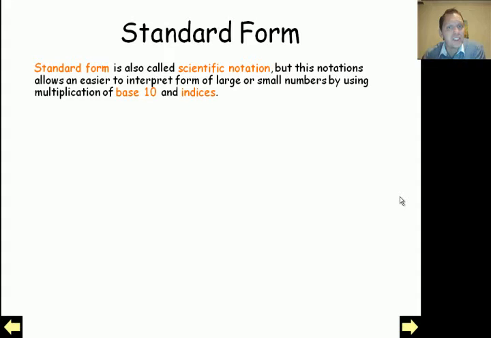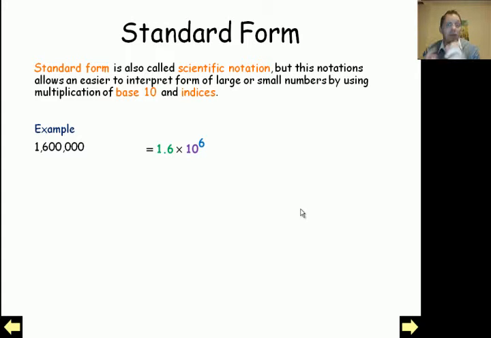Now, some of you may have used standard form, or some of you may know it as scientific notation. This is just a way of representing very large numbers or very small numbers in a more simplified way. It works on base 10 with our rules of indices. So, for example, I've got 1.6 million. I can represent this in standard form as 1.6 times 10 to the power of 6.